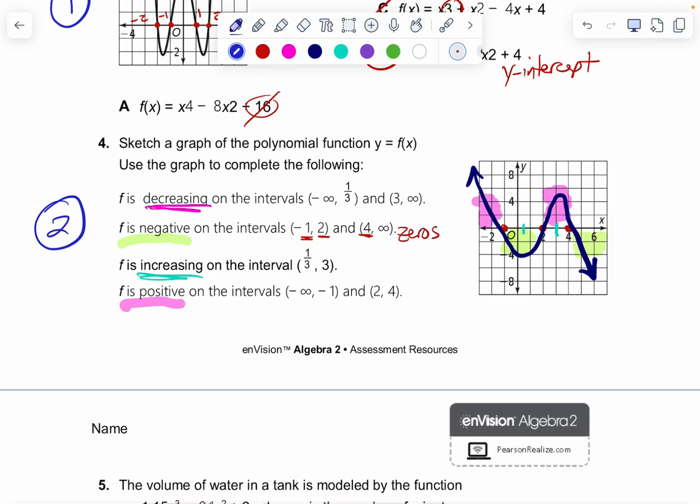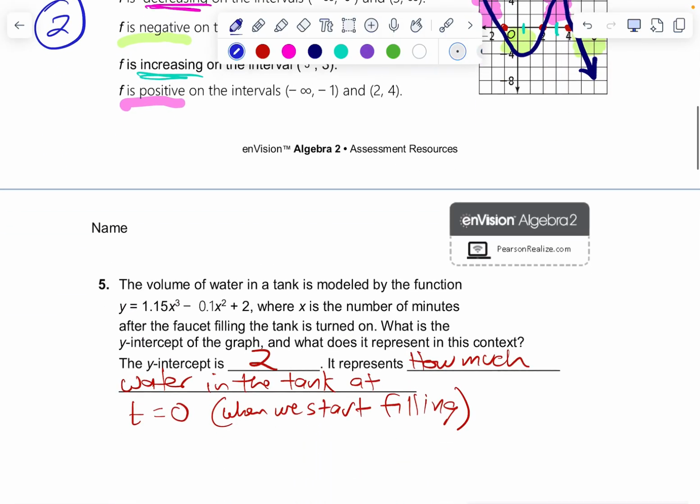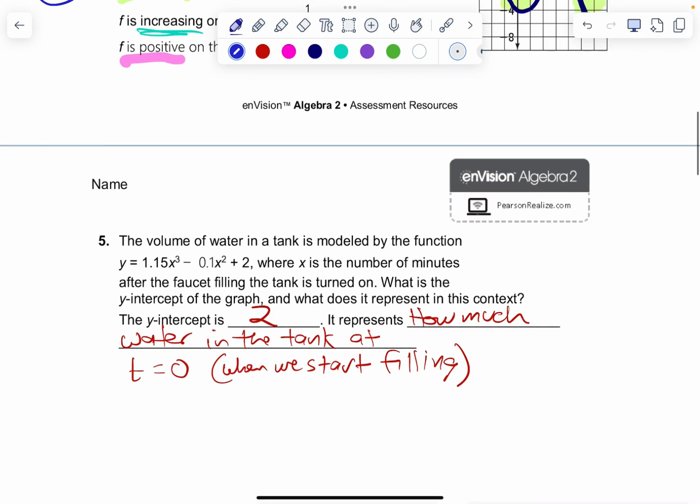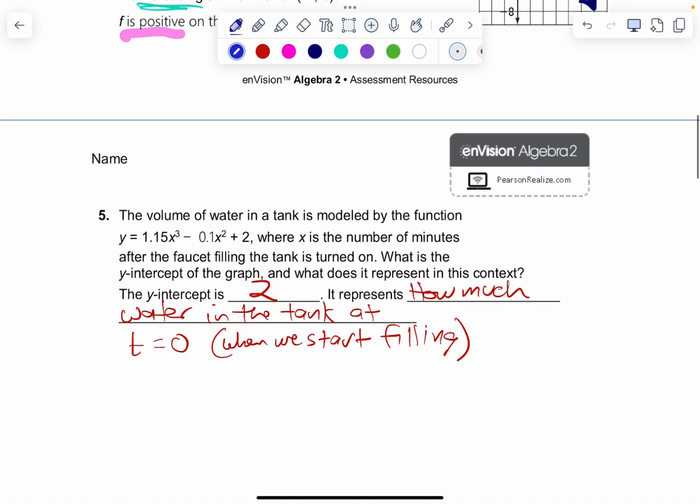If they got the wrong end behavior, give them 1, I guess. Okay? Do you guys have this question, or did I print it weird too? No, we have it. Okay, it went on a different page for me.